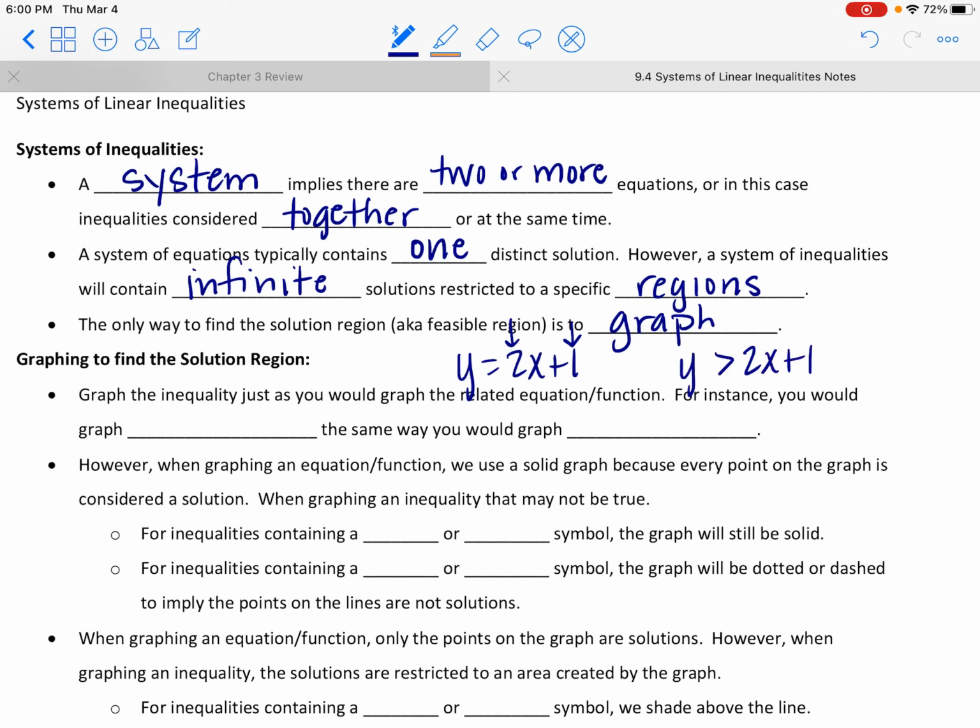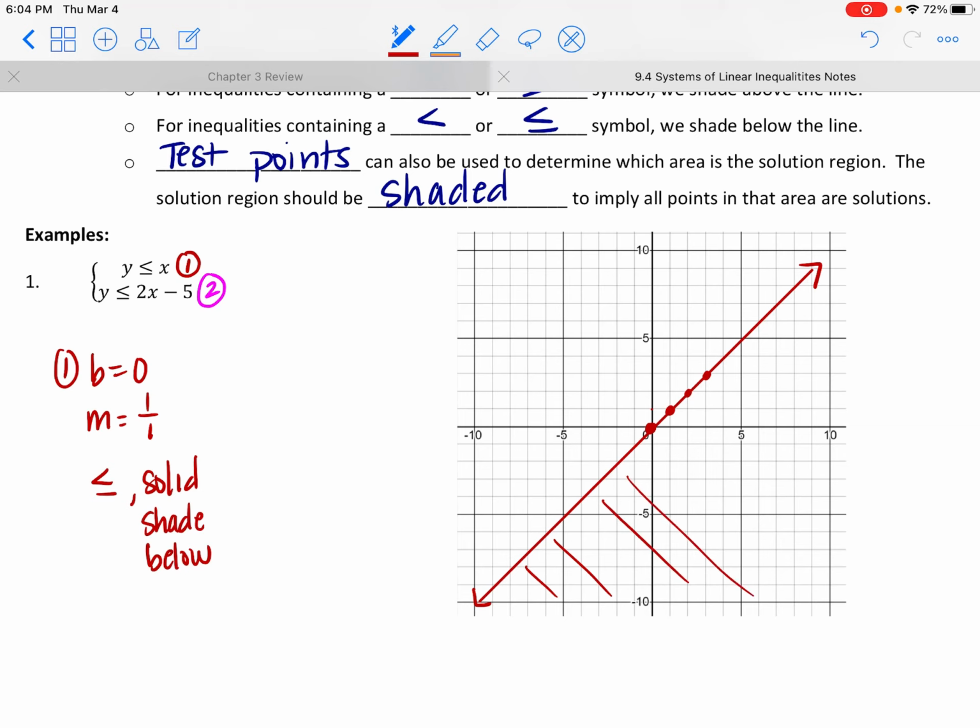Shade below. Now, if you're doing multiple and you're doing this on your own paper, you don't want to go crazy with the shading, okay? Because we're going to end up graphing a second one here, and we're going to look for where the shading overlaps. So there's the first one. All those points that are shaded and all those points that are on that line, those are the solutions to that one inequality. Okay, so now let's look at the second one on the same graph.